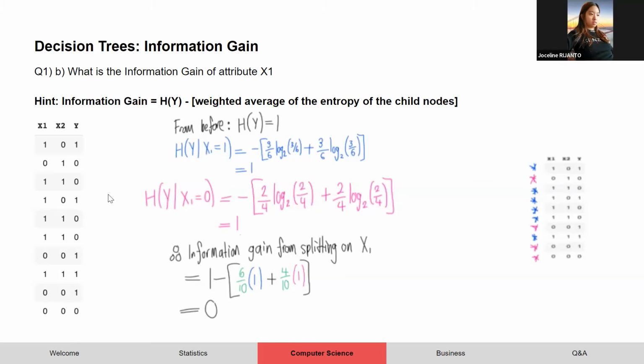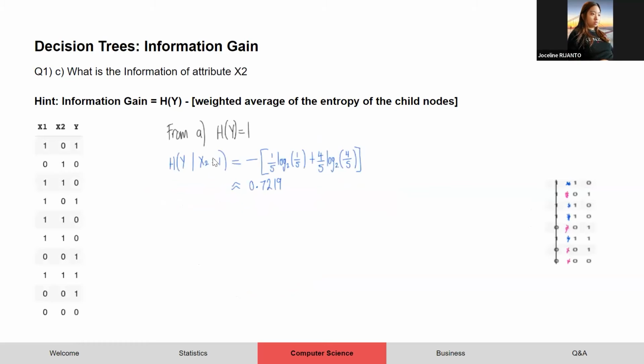So let's look at the second feature, which is x2. Similarly, when y is equal to 1, we have 5 values when x2 is equal to 1. Out of 5 of these values, we have only 1 value where y is equal to 1, and the other 4 values are where y is equal to 0. Afterwards, we use the equation again, multiply by -1, and we get 0.7219.